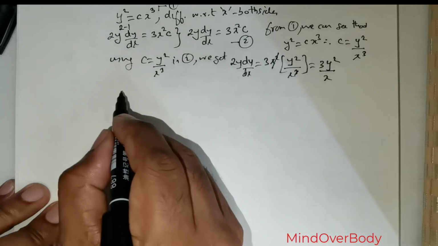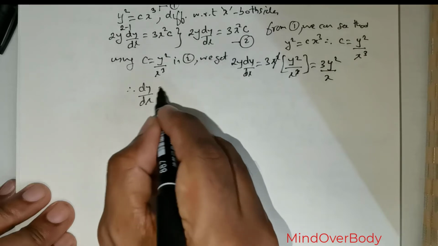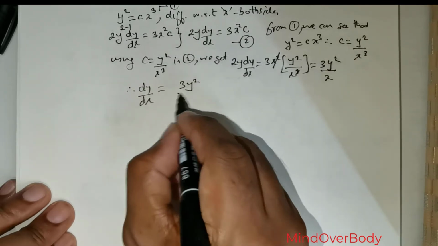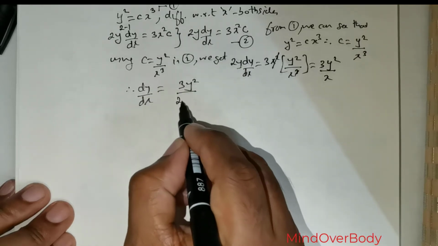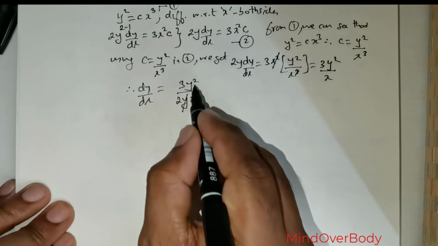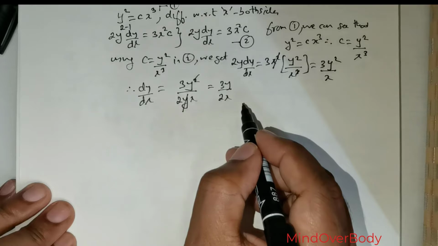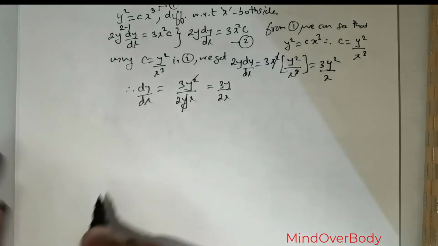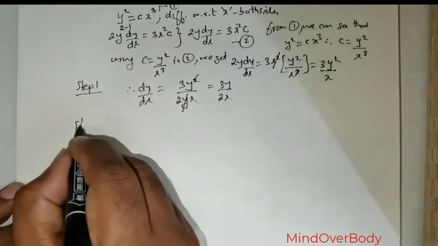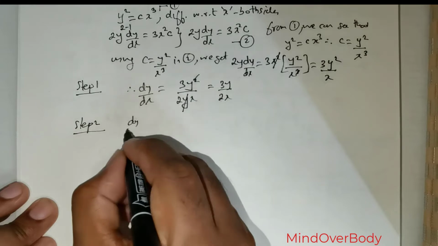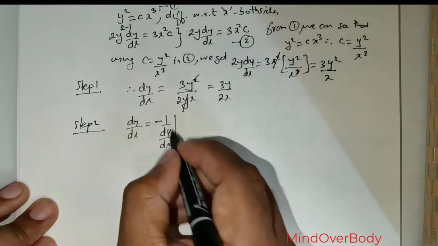So let me extract dy over dx from here. Therefore dy over dx is equal to 3y squared over x, and you're bringing 2y down, so it's going to be 2 times y and x. I can cancel a y here, so this is going to be 3 times y over 2 times x. So this is stage 1, or step 1. I have executed step 1 here. Now step 2, what is step 2? Step 2 is to take dy over dx to be negative 1 over dy over dx.